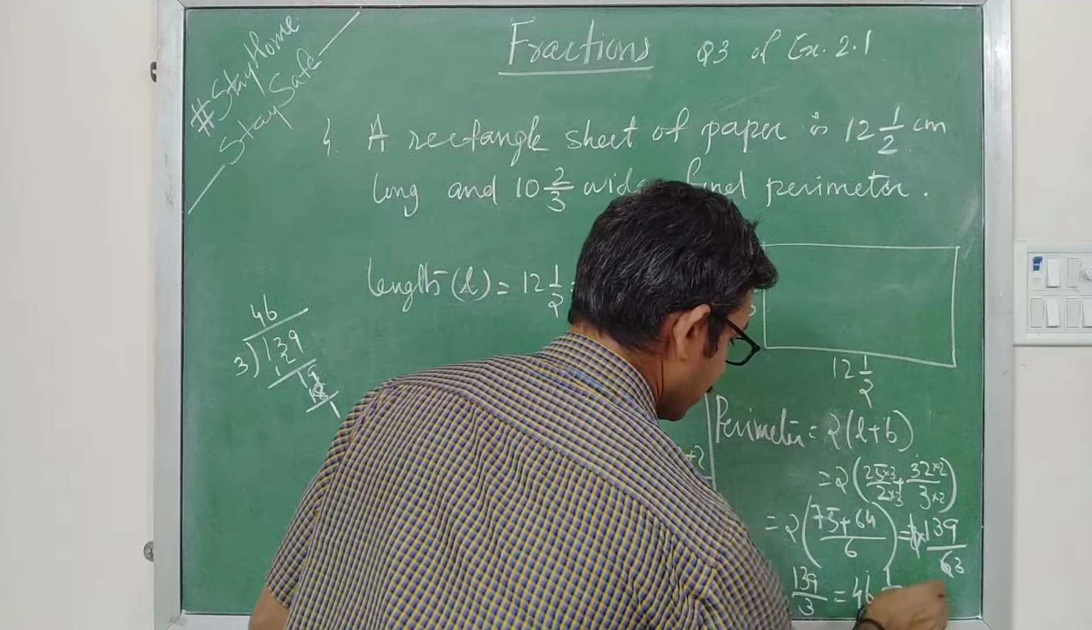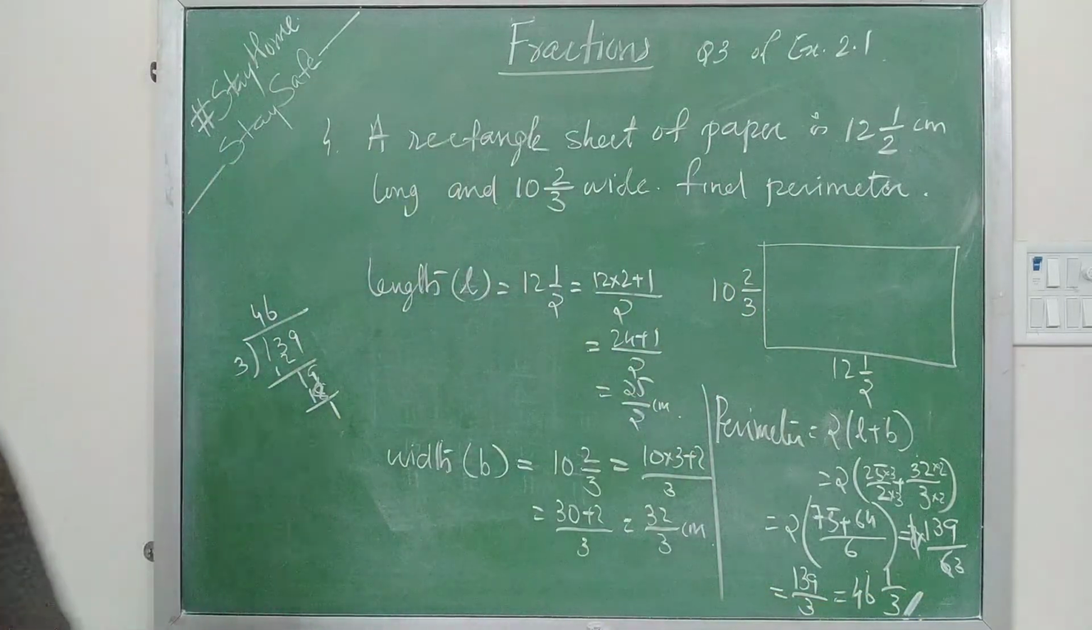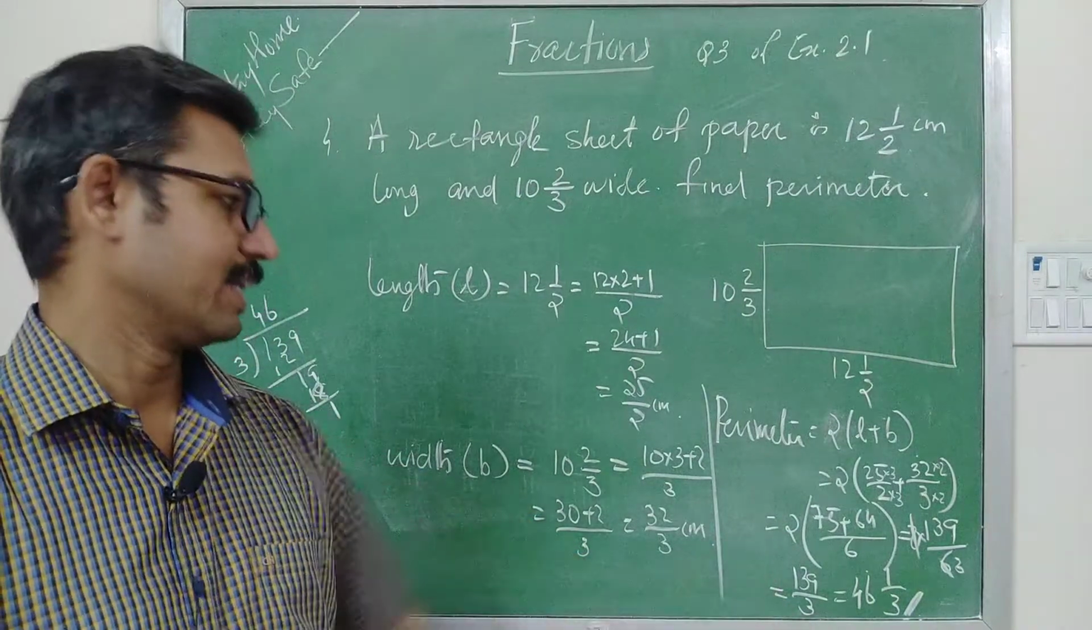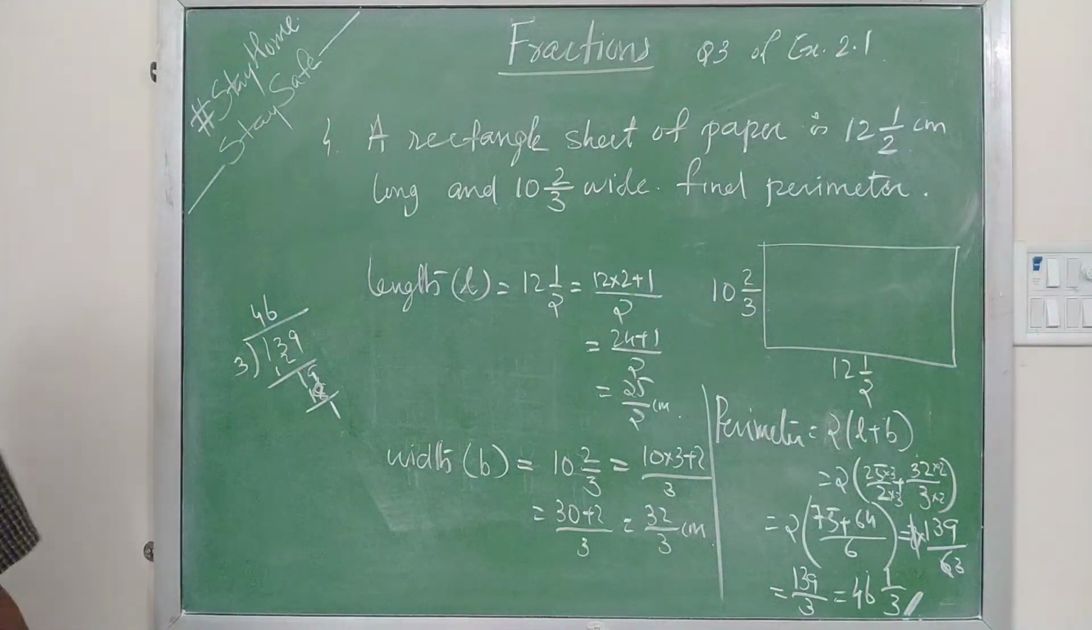1 upon 3. Sure, all of you? Like this we can do this. You understand it properly? Then you can note it down. What we did, understand?